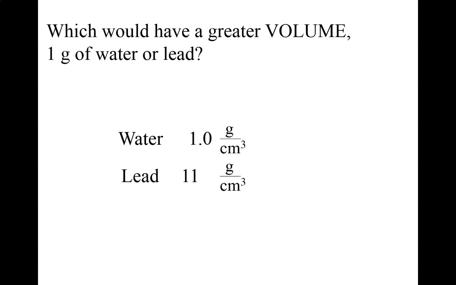The other way I can word this is: which would have a greater volume, 1 gram of water or 1 gram of lead? What I'm asking you is, to have the same amount of mass, which piece is going to take up more space? Well, lead is very, very dense, so I'm going to be able to get that mass in a very small piece. Water is less dense. In order to have that mass, I'm going to need a full centimeter cubed of water, but I'm going to need much less than that of the lead. So the one with the greater volume in this case is going to be the water. To have the same amount of mass, I'm going to need a bigger chunk of water than lead, because lead's more dense.